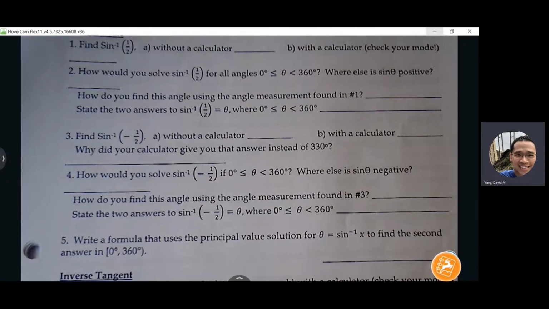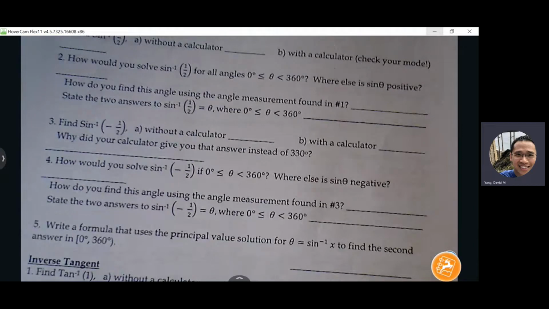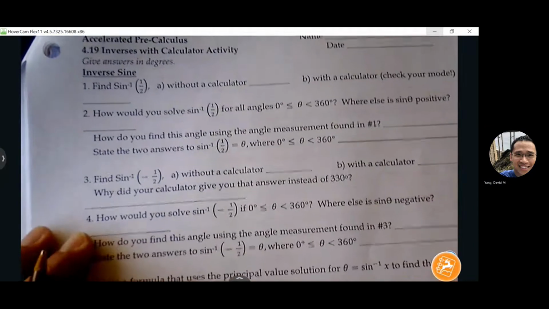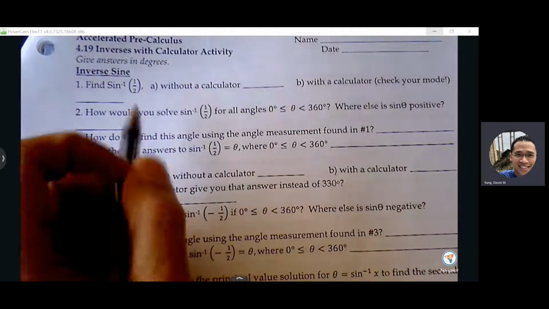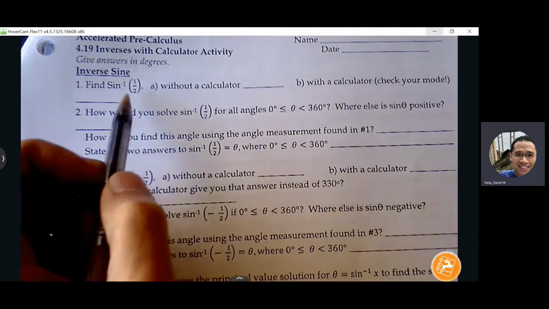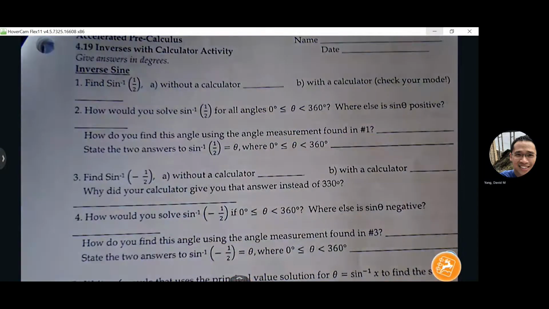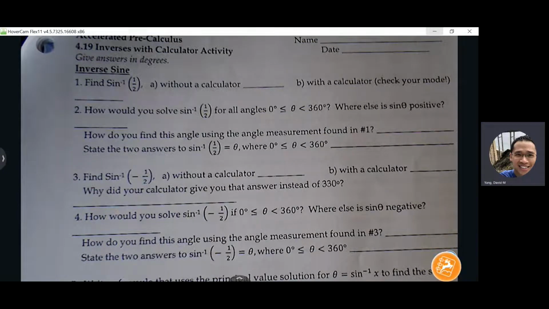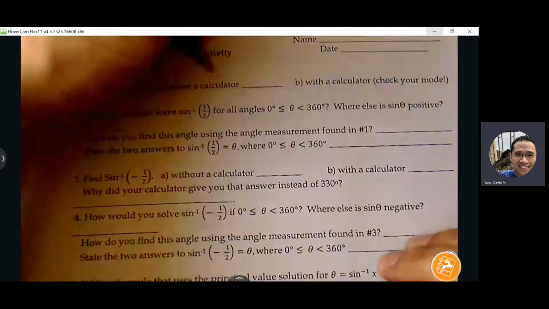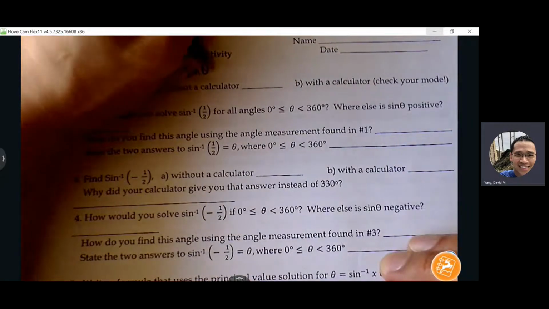Okay. We're going to refer to our unit circle a lot here. Okay, it says find inverse sine of 1/2. Notice that there's an uppercase S here. So that uppercase S indicates that we have that domain restriction, principal values. Okay. So in other words, where is sine of theta equal to 1/2?